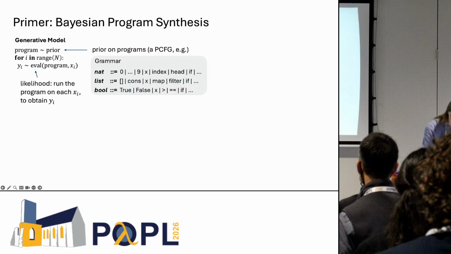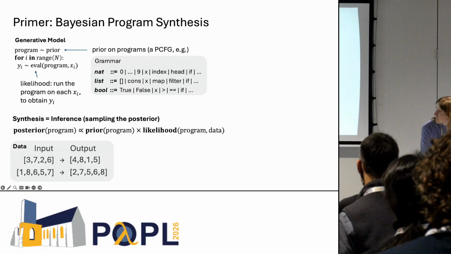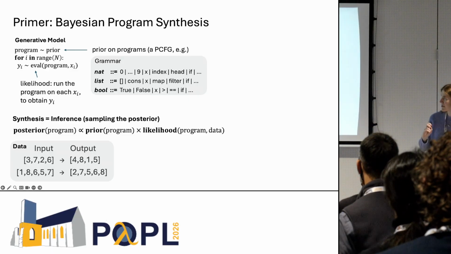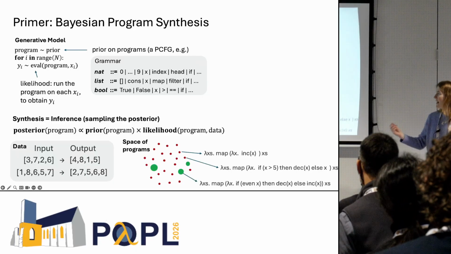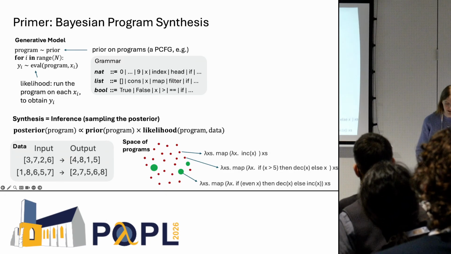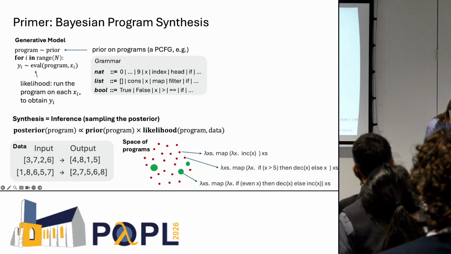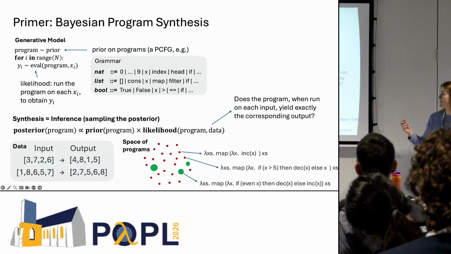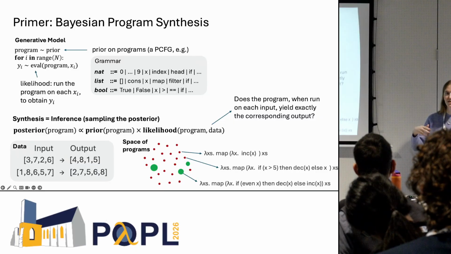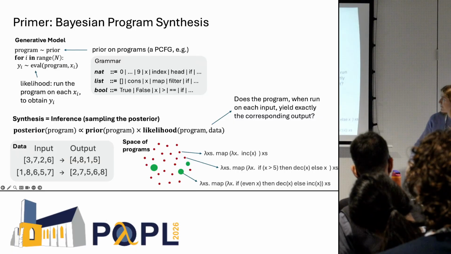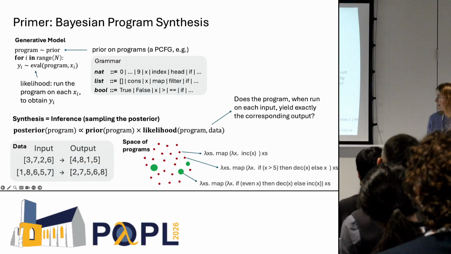And so the actual problem here is we're given some input-output examples, and our goal is to navigate this space of programs to find the actual high posterior ones. And in particular, this likelihood we have is extremely sparse. So it's only going to be non-zero for programs that agree with all of the input-output examples, right? That produce all of the correct outputs, that is.